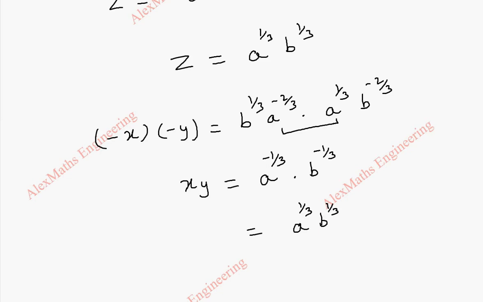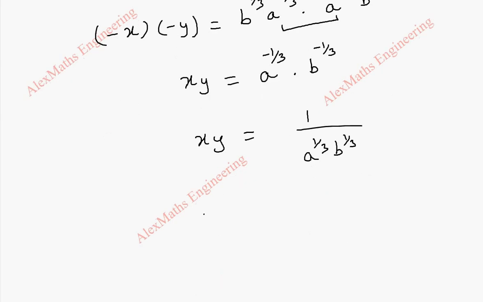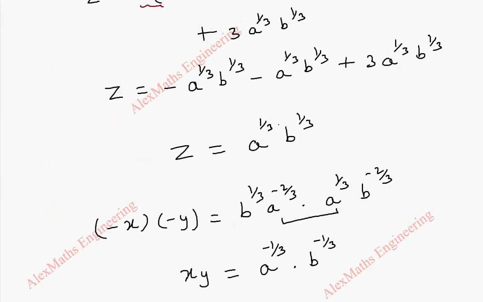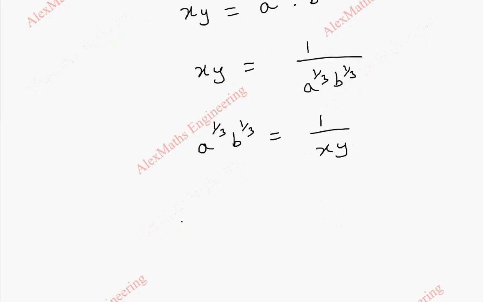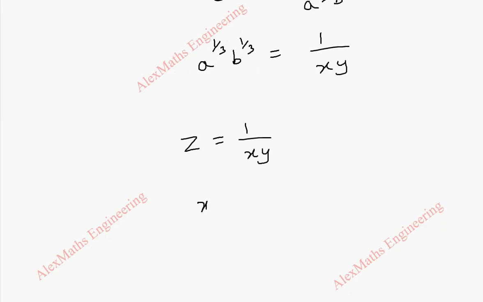Now we can take this as a power 1 by 3, b power 1 by 3, and it is better to take the reciprocal, so we can get the answer easily. Xy equal to, we take to the denominator, a power 1 by 3, b power 1 by 3. Now by cross multiplication, a power 1 by 3, b power 1 by 3 will become 1 by xy. So this value is replaced as 1 by xy. So z equal to 1 by xy, and by cross multiplication we get xyz is equal to 1. This is our singular solution.